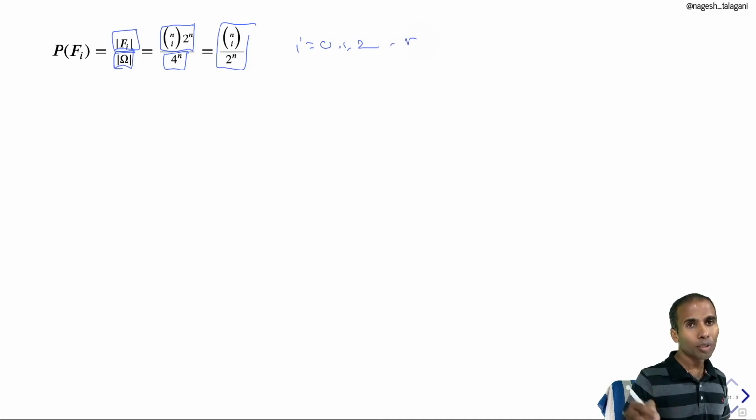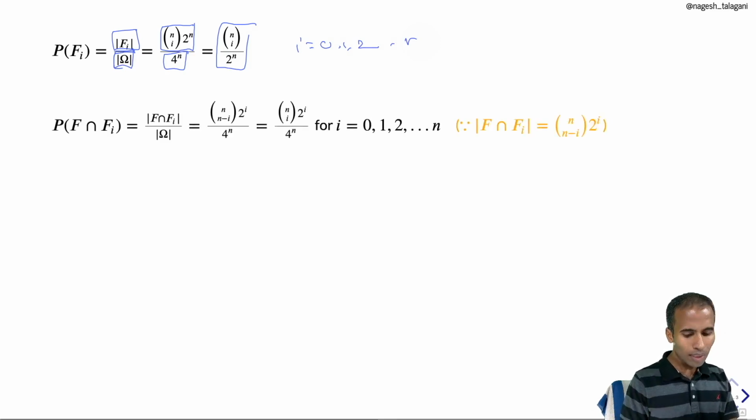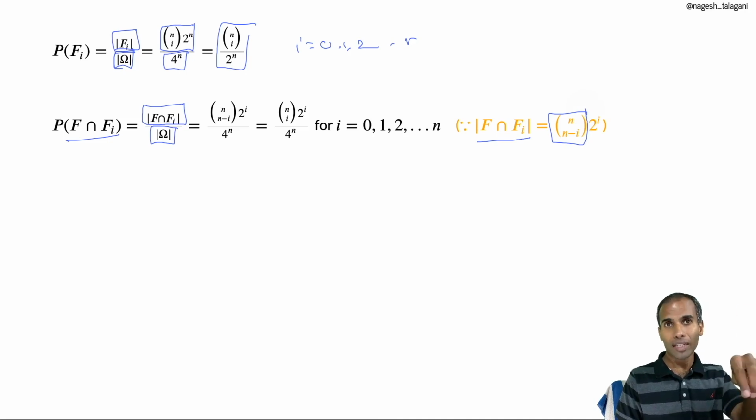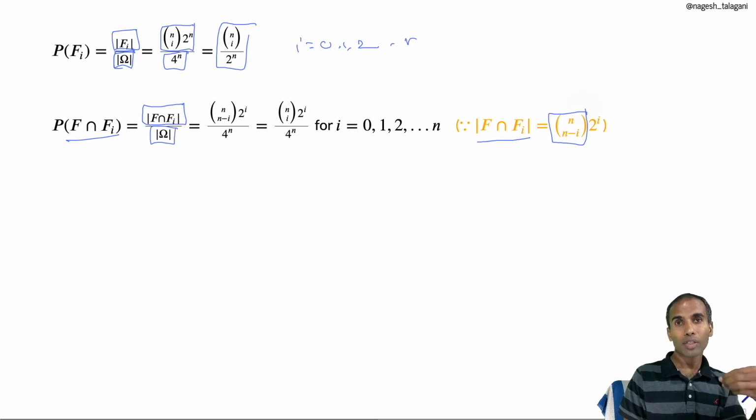Okay. Now let us compute the probability of F intersection Fi. The probability of F intersection Fi is going to be the number of elements in F intersection Fi by the number of elements in omega. F intersection Fi means we want both F and Fi to happen. First of all, if you want Fi to happen, A should have a size n minus i, because A complement should have a size i. So A can be picked in n choose n minus i ways. Now B should be a subset of A complement. If you want Fi to happen, B should be a subset of A complement. A complement will have size i because A has size n minus i.